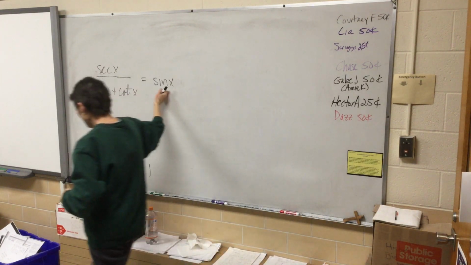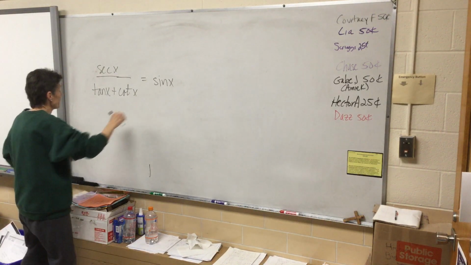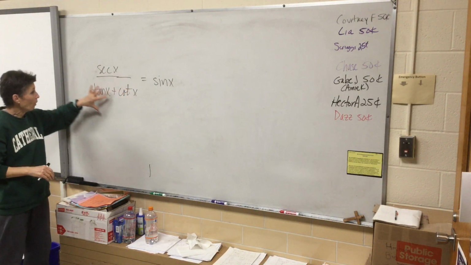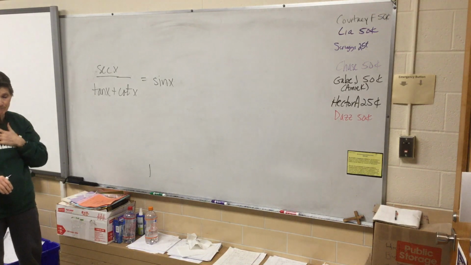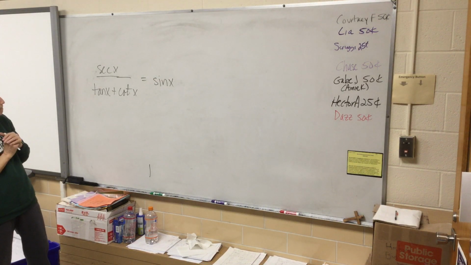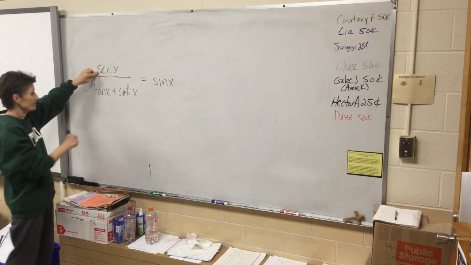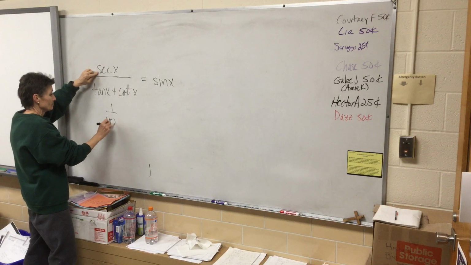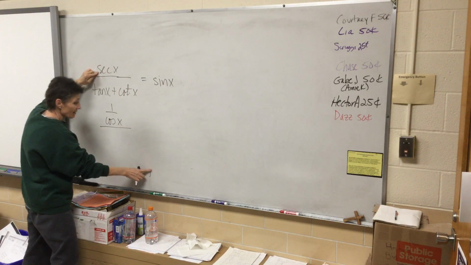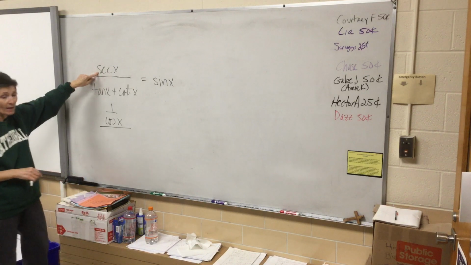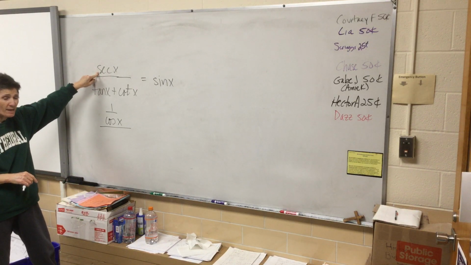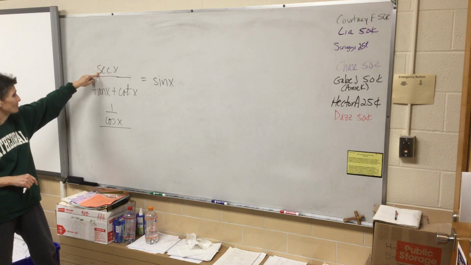Since I want to rewrite this or end up here with sine, what might I do to all of these functions right here? Well, what's secant? Secant is 1 over cosine. That's the definition of secant. You need to know that. That's one of the things you have to memorize. You should already know that.